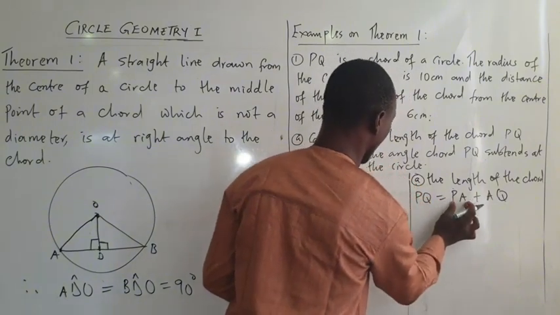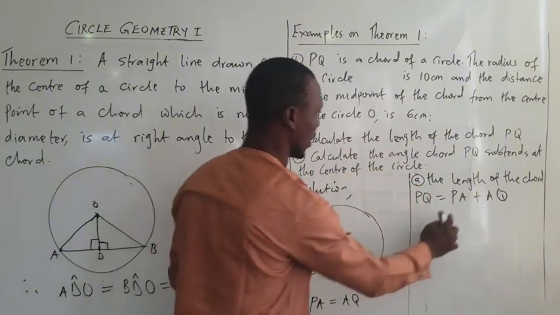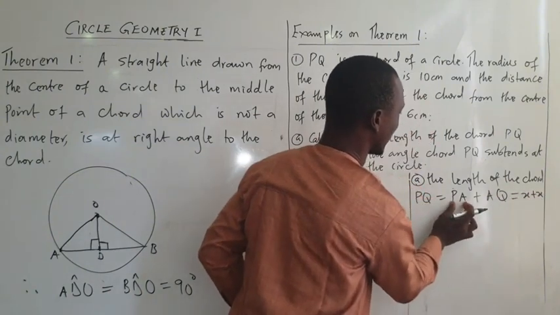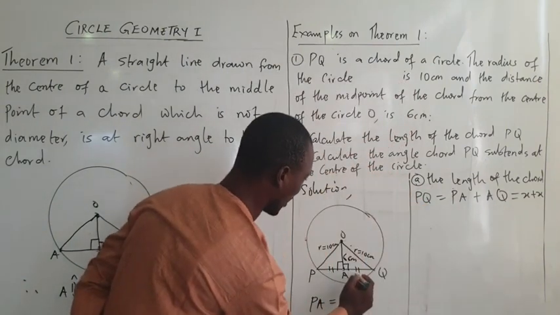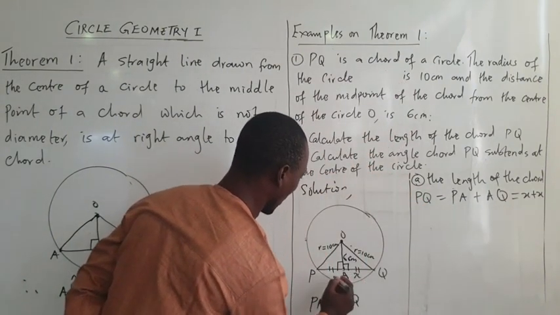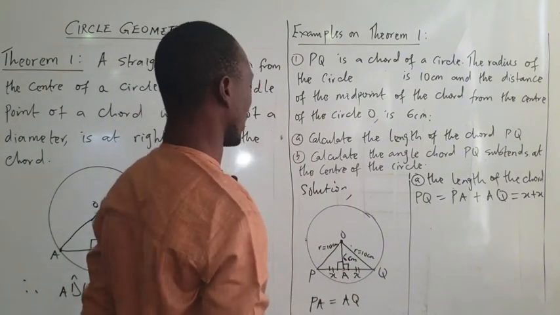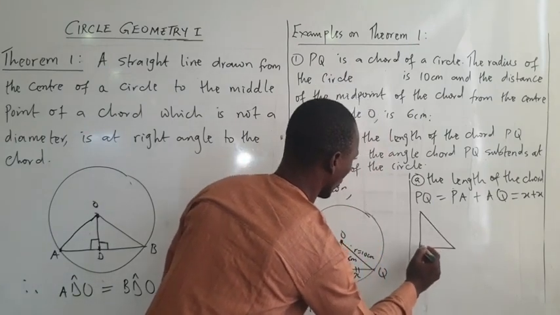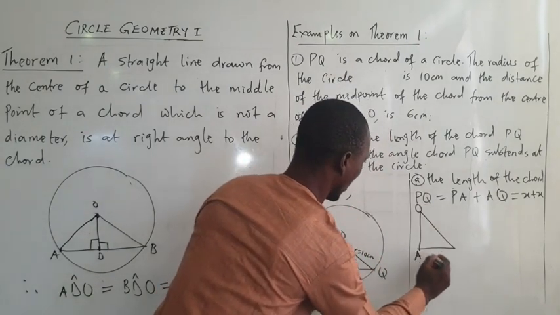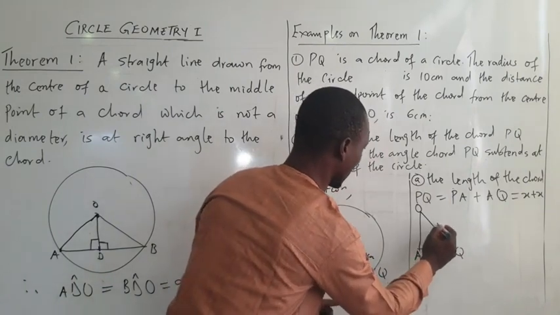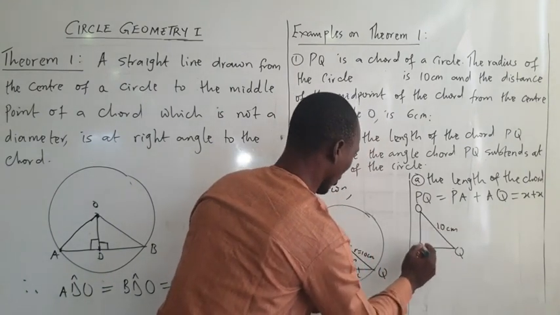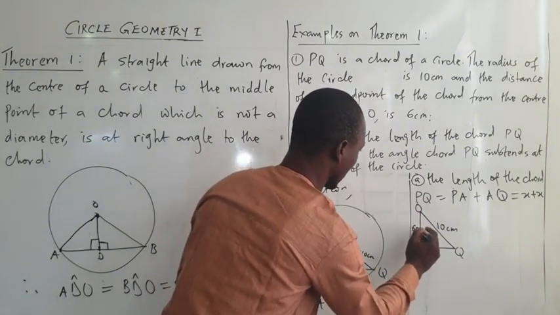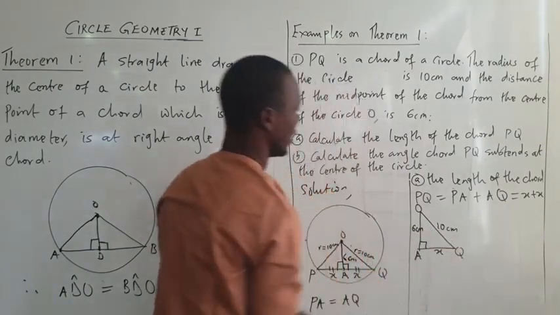So once you know your PA, it will be equal to AQ. Then you write, let's say, it is X plus X. It means PA is X and AQ is also X. So you can name this AQ X and PA also X. So let's look for one of the X. Bring out this right angle triangle. So we have right angle triangle OAQ. OQ is given as 10 centimeters. Then we have angle OAQ to be 90 degrees. Then OA is 6 centimeters. Then we are looking for X, which is AQ.